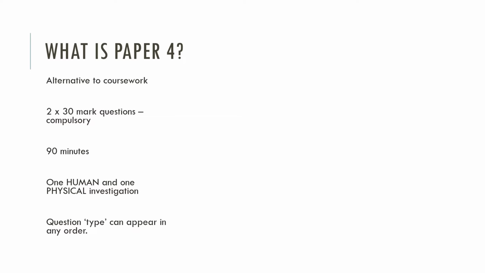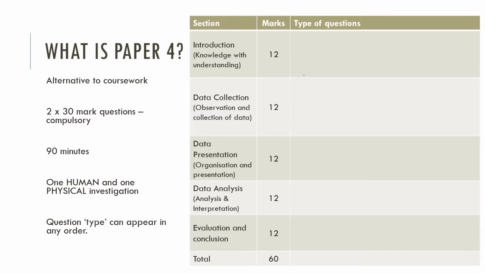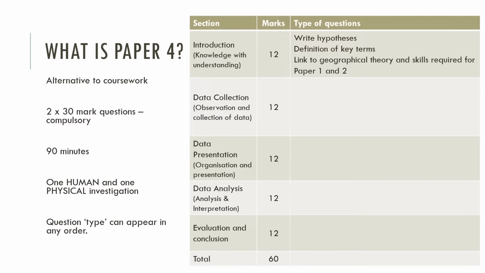And what I mean by that is that because this is alternative to coursework, and it's out of 60, what they do is, as you can see here, I've put the mark boundaries for the coursework paper, component 3. You've got 12 marks for introduction, 12 marks for observation, collection of data, etc. In the alternative to coursework paper, the types of questions they may ask that add up to 12 marks might be to get you to write a hypothesis, define some key terms, answer questions that link to theory and skills studied for paper 1 and 2.